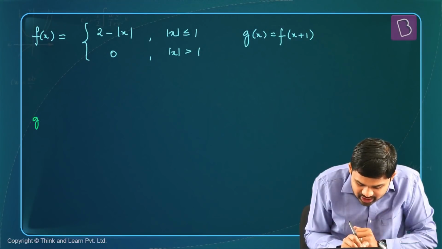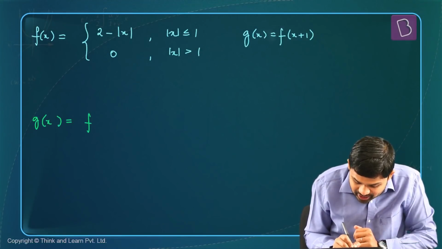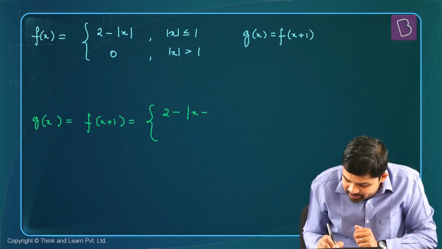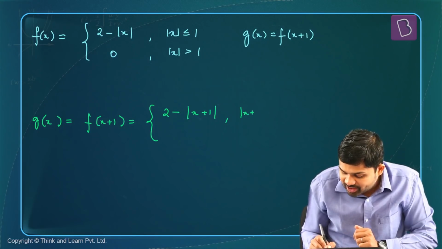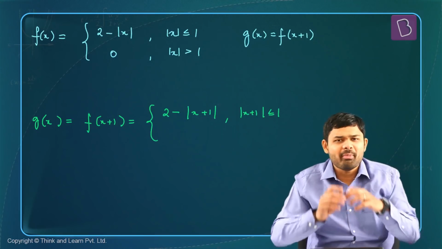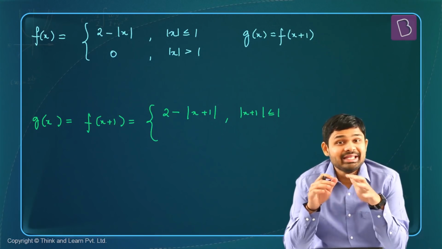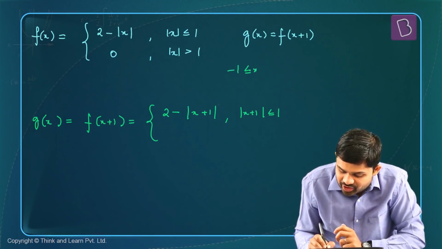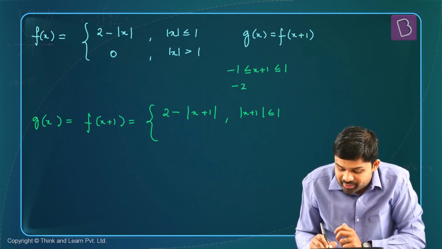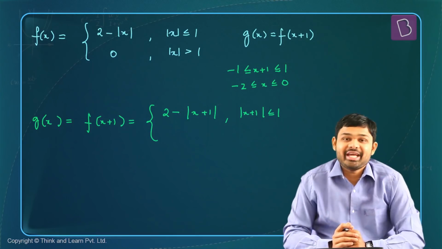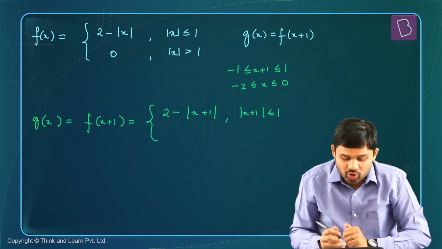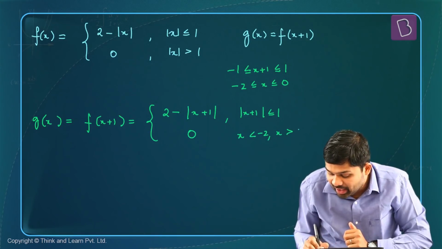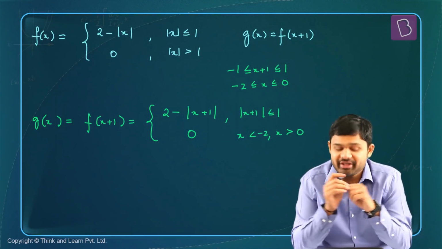So my g of x is going to be equal to f of x plus 1, which is nothing but 2 minus mod of x plus 1 when mod of x plus 1 is less than or equal to 1. When mod of x plus 1 is less than or equal to 1, this means that x plus 1 is going to lie between -1 and +1. So you have -1 less than or equal to x plus 1 less than or equal to 1, which means that x is going to lie between -2 and 0. So g of x is going to be equal to 0 when x is less than -2 and x is greater than 0. So this is the function definition of g of x.